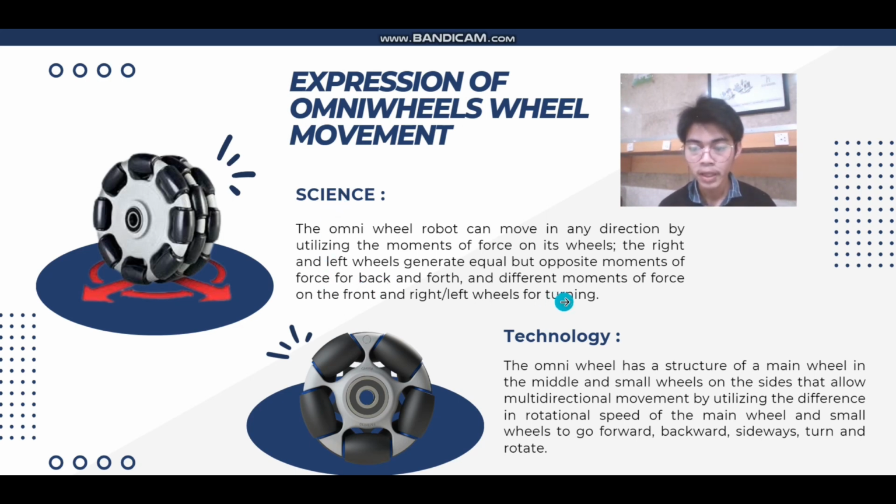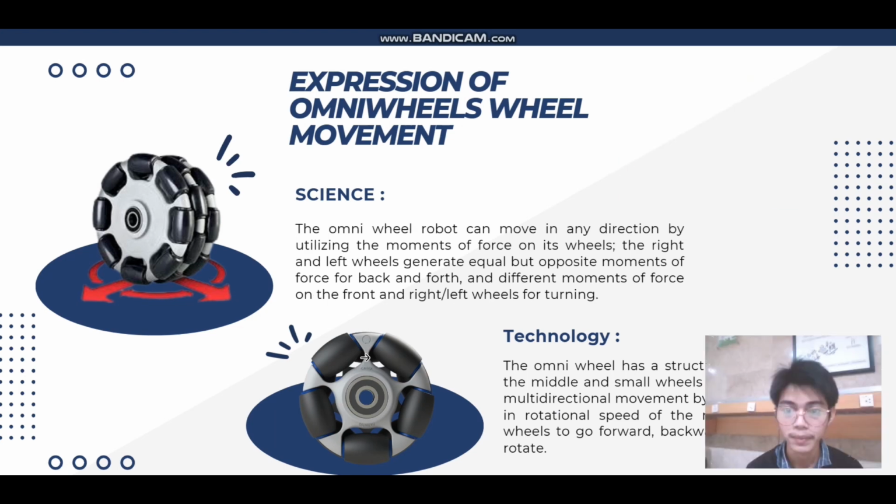Next, technology. The omni wheel has a structure of a main wheel in the middle and small wheels on the side that allow multi-directional movement by utilizing the difference in rotation speed of the main wheel and small wheels to go forward, backward, sideways, turn and rotate.